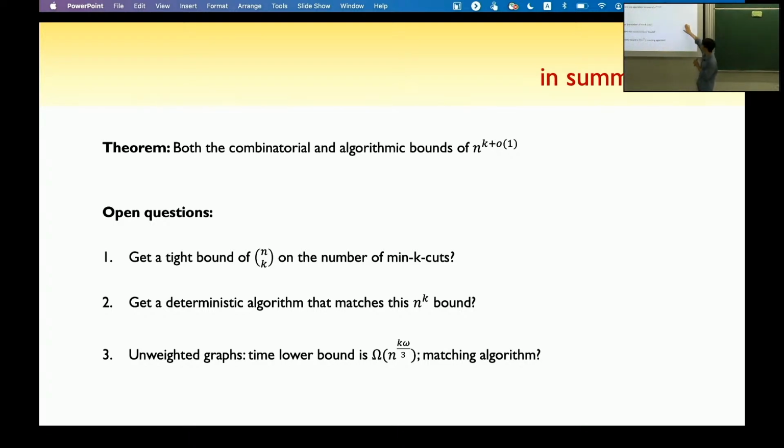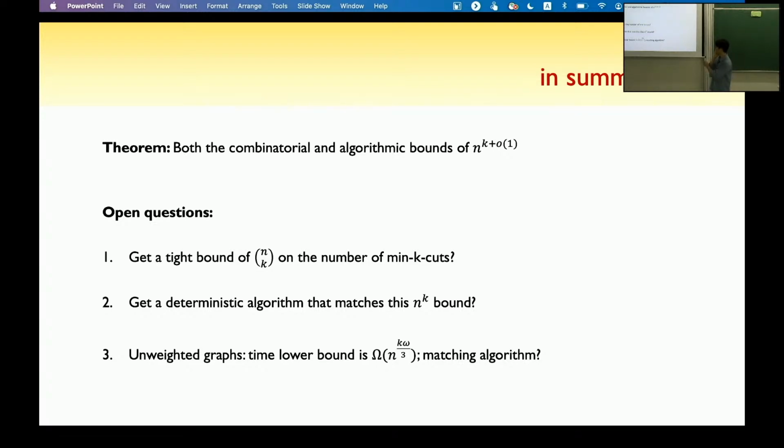So this is an extremal question, and the second question is of course related to what Sanil asked. It's the prime example of a randomized algorithm. But whenever you see a randomized algorithm, you want to de-randomize it. So can you get a deterministic algorithm that matches the n to the k bound? I think if you are looking at general weighted graphs, then n to the 2k is the best one in time.